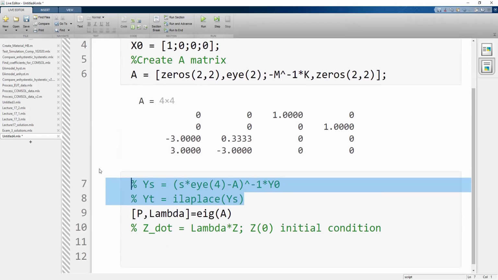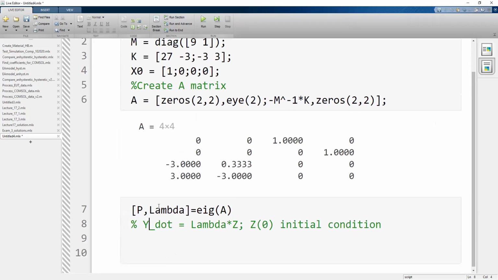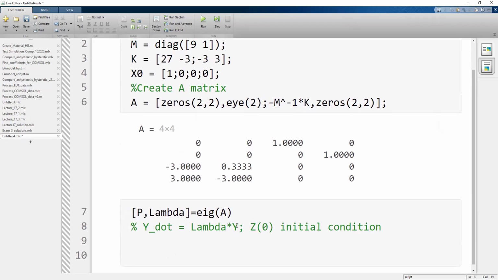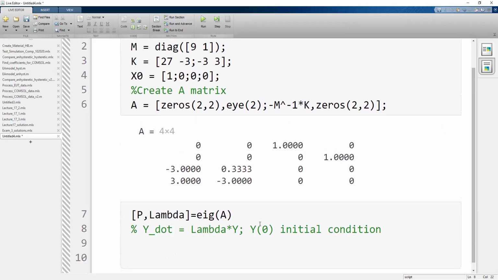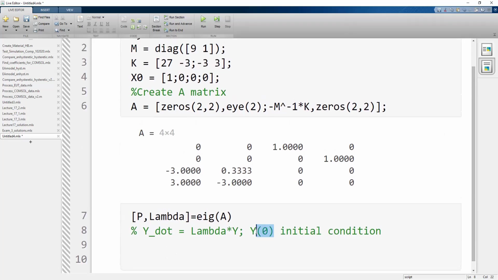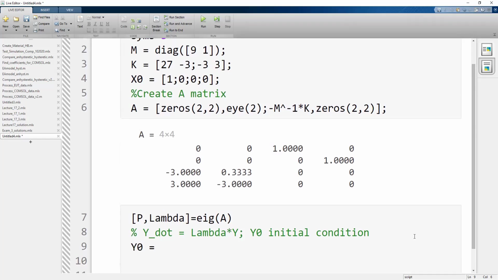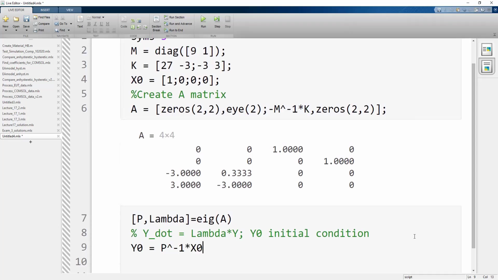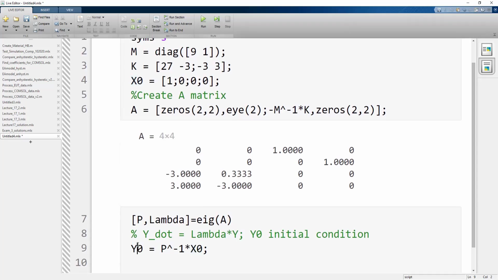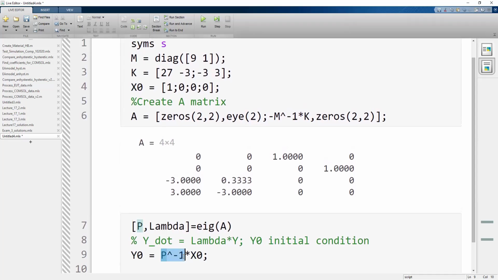And then we don't have that. So let's say that's Y dot equals lambda Y. Remember, we need to do everything in Y domain, and we only know the initial condition in X domain. So we need to convert our initial conditions to Y domain as well. The coupling between Y and X is through the P matrix, right? So Y naught equals P invert times X naught. From X to Y, you multiply everything by P invert. From Y to X, you do the opposite.